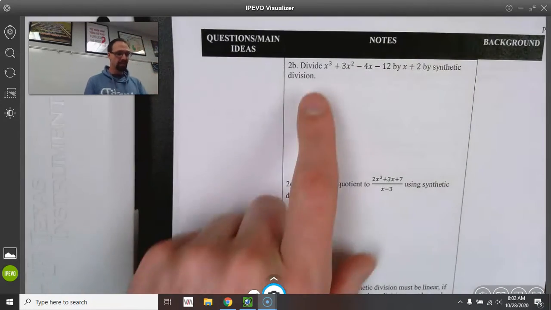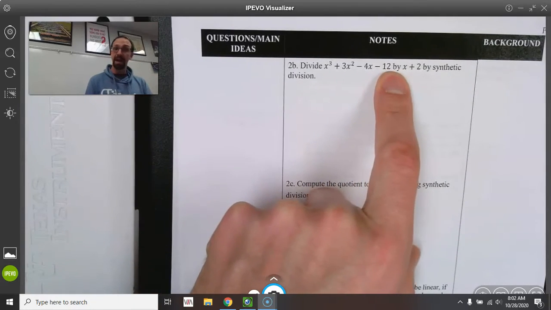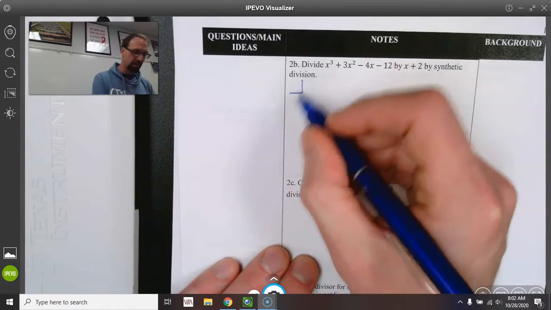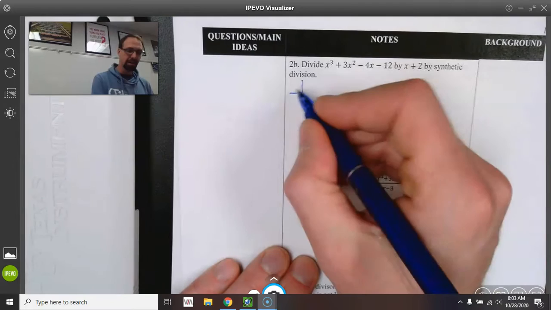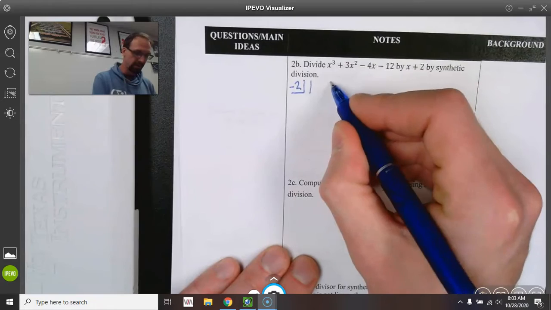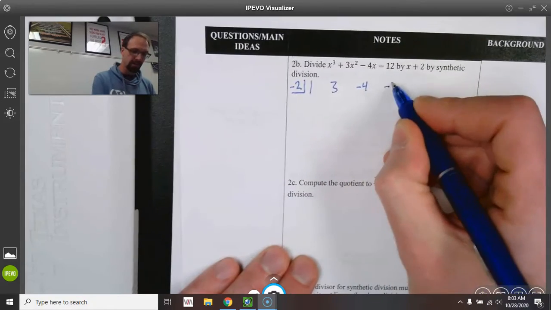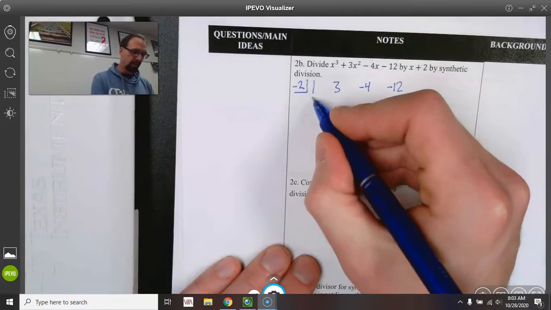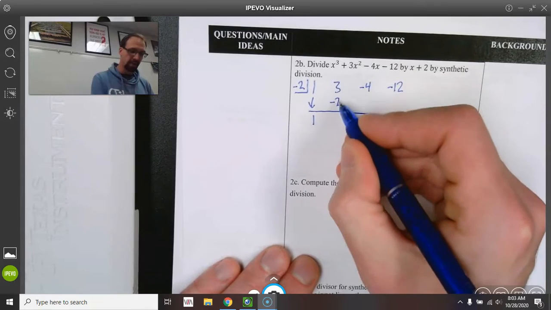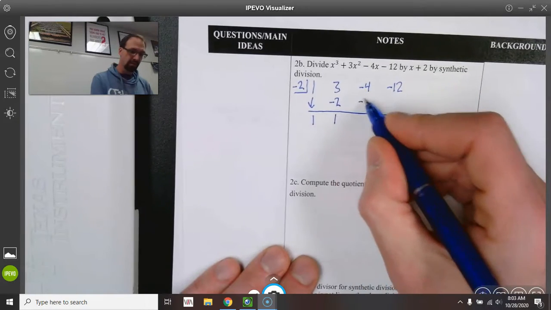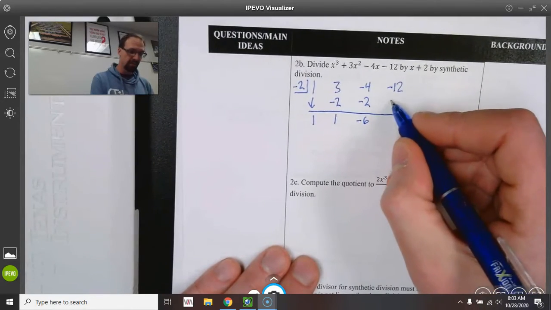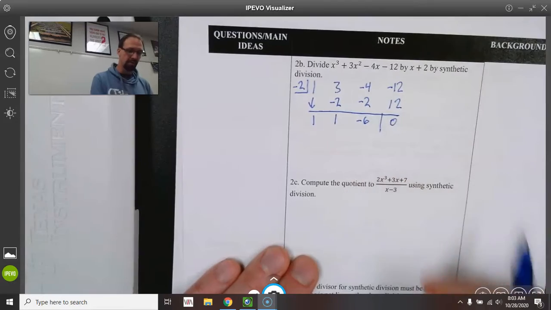I'm dividing x cubed plus 3x squared minus 4x minus 12 by x plus 2 using synthetic division. Remember I have a box here, and it's whatever would make my divisor 0. If I plug in a negative 2, that makes my divisor 0. Now my coefficients: 1 for x cubed, 3 for x squared, negative 4 for x, and negative 12. Bring down the 1. Take 1 times negative 2, negative 2. 3 minus 2 is 1. 1 times negative 2 is negative 2. Negative 4 plus negative 2 is negative 6. Negative 6 times negative 2, positive 12. Combine those together, you have a remainder of 0.